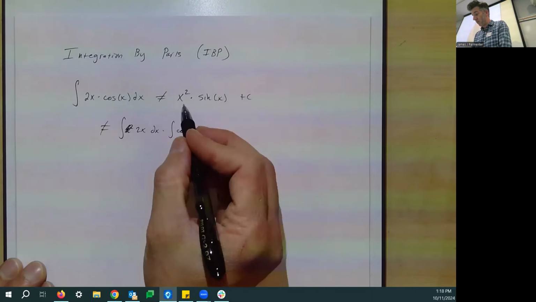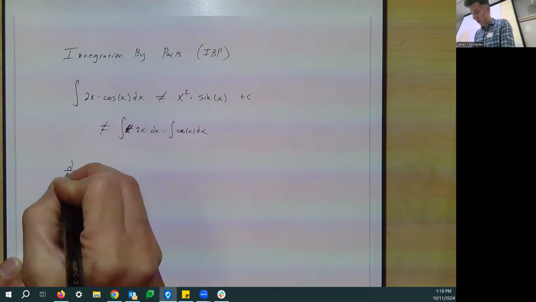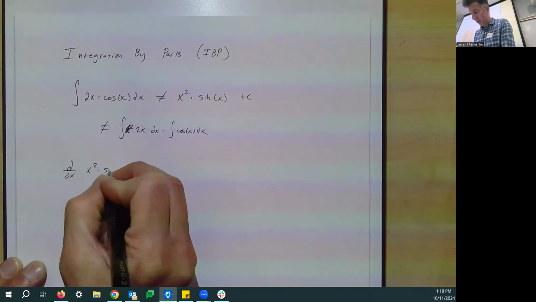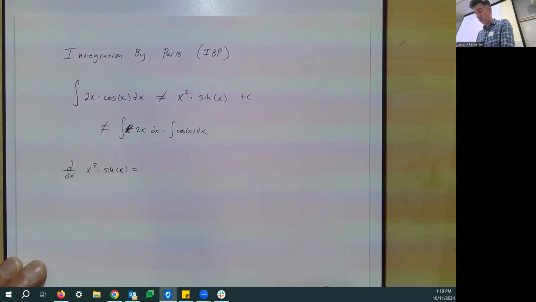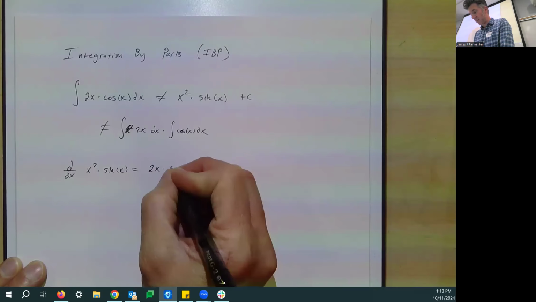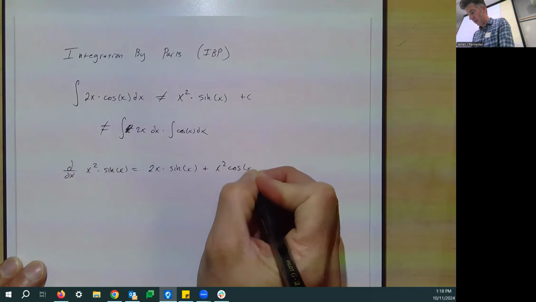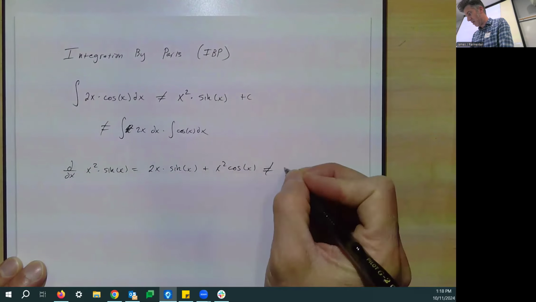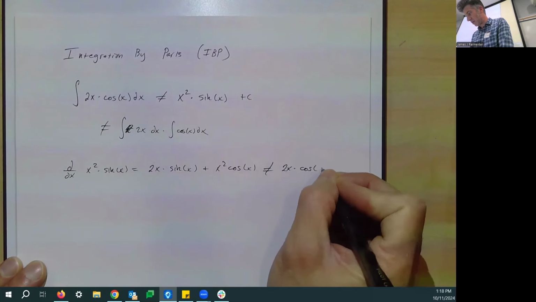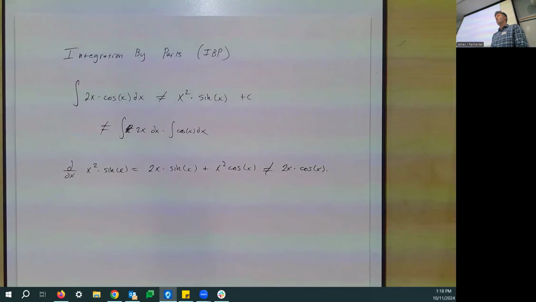If you took the derivative of x squared times sine of x using the product rule, it would be 2x times sine of x plus x squared times cosine of x. And that is for sure not the same as 2x times cosine of x. Integration by parts gives us a way to try to deal with how to integrate a product.